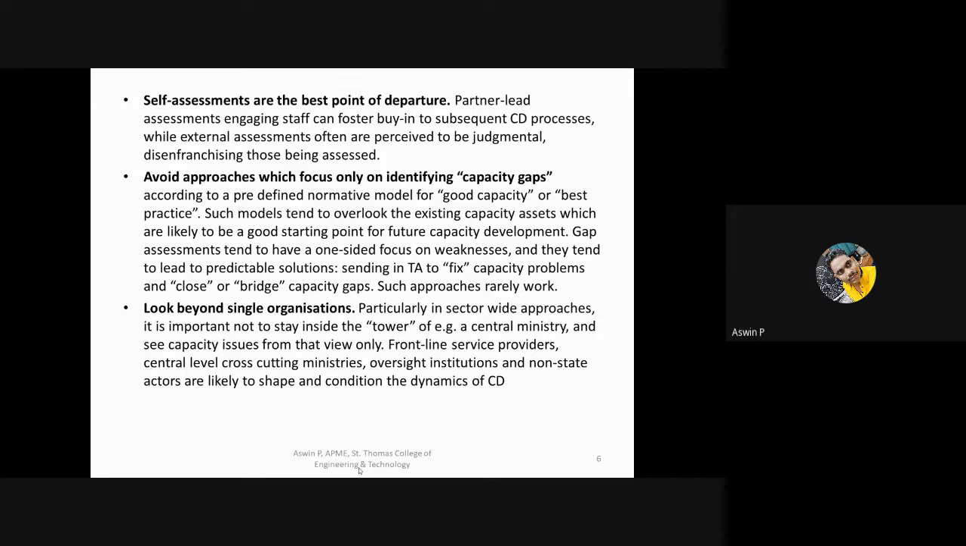By finding capacity gaps, we will get that there is a capacity gap like this, and we cannot complete this capacity gap, which means we are not getting the solution. So we need to do what we can do, what we have to do. That should be focused on this area.